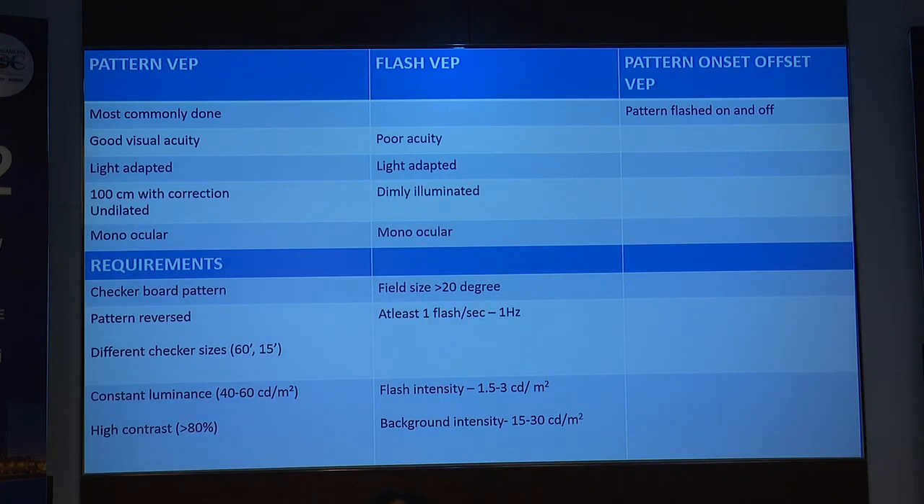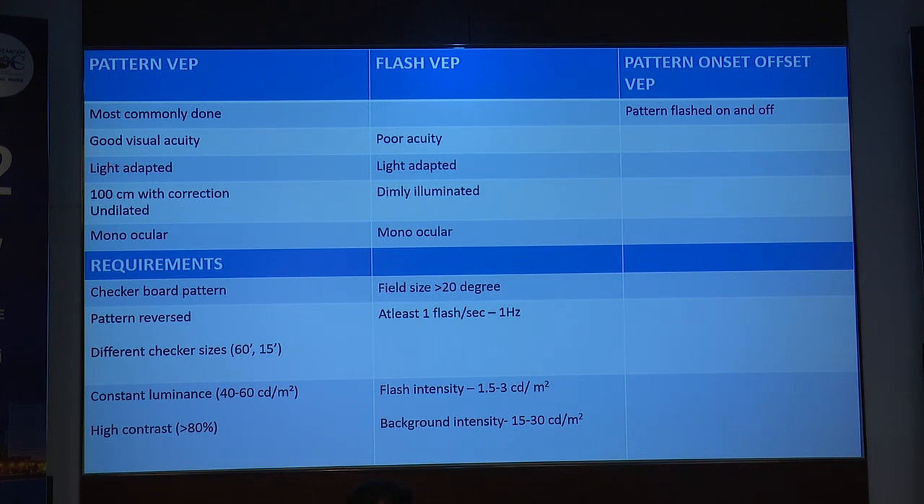Now, pattern VEP is the most commonly done test in patients having good visual acuity. The patient should be light adapted and sitting at 100 centimeters with correction done. Pupil should be undilated and the test has to be done monocularly. Flash VEP indications are the same but done in patients who have poor visual acuity. The eye is light adapted, the room should be dimly illuminated, and it is done monocularly. Pattern onset and offset I'll be talking about later.